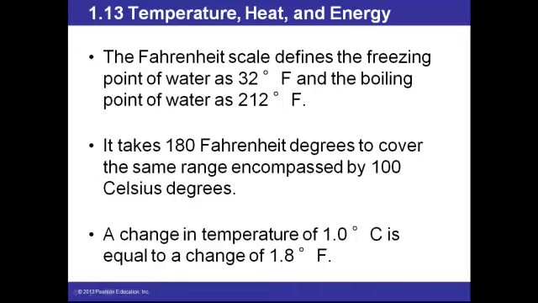So the Fahrenheit scale is a little bit more arbitrary, and it doesn't have a one-to-one conversion to the Celsius or the Kelvin scales. So a change in temperature of 1 degree Celsius is equivalent to a change of 1.8 degrees Fahrenheit. So it takes 180 degrees Fahrenheit to cover the same range that's encompassed by 100 degrees Celsius. So you have to use this conversion factor when converting between Fahrenheit and Celsius, and then you have to add 32 degrees to that number as well.